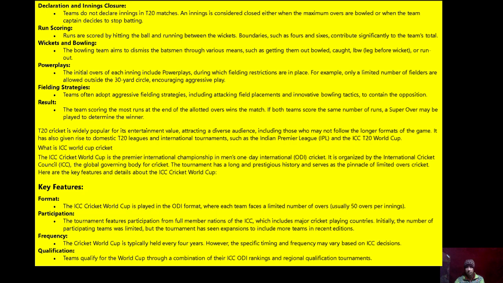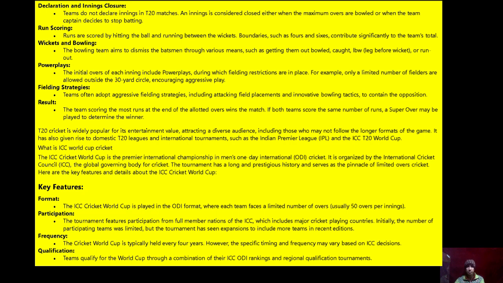Next point, player auction. Before each season, a player auction is held where each team bids for players from around the world. The players are divided into categories and the teams have a set budget to build their squads. Next point, international and domestic players. The IPL attracts top international players, making it a global tournament. Teams also feature talented domestic players, providing a platform for emerging cricketing talent. Next point, multinational tournament. While the IPL is based in India, it is a multinational tournament with players from various countries participating. It also has a diverse and cosmopolitan appeal.